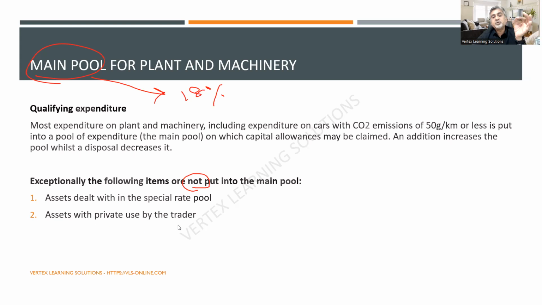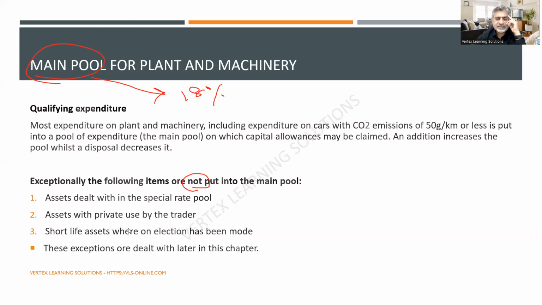Assets with private use by the trader. If there is a private use of asset by the trader. Short life assets, where an election has been made. Short life asset means some assets, maybe less than a year or less than 18 months. So for those assets we can make an election and then you take them straight to P&L. So they are not added into the main pool. And these exceptions are dealt with later in this chapter.